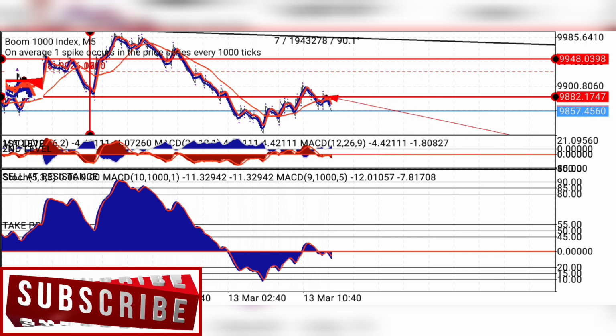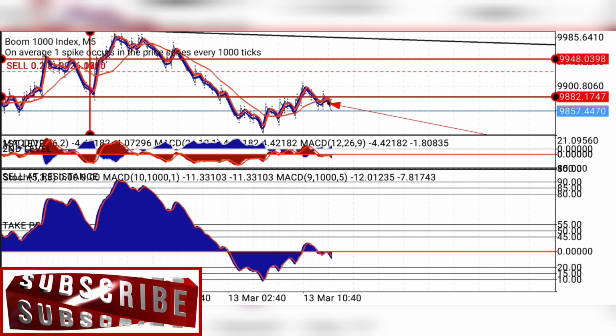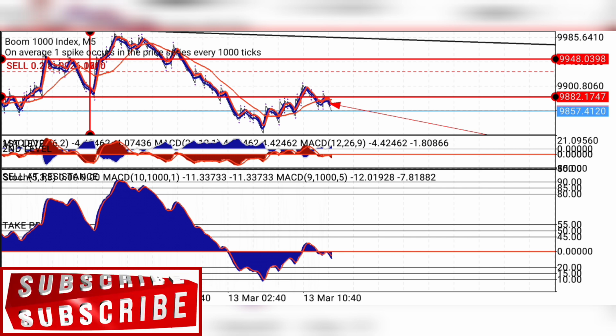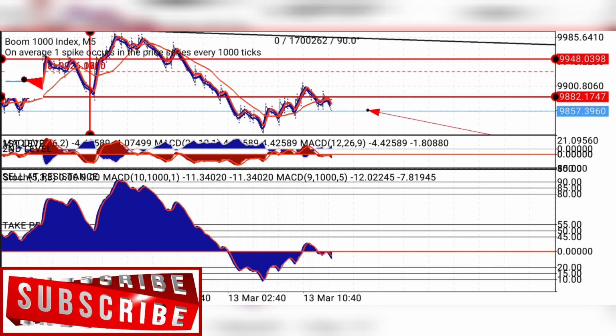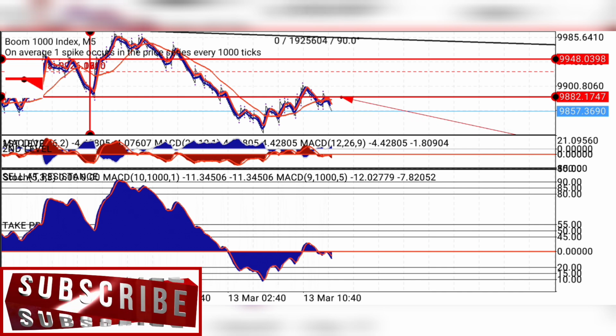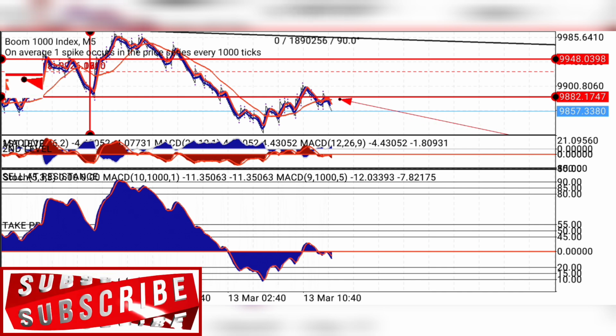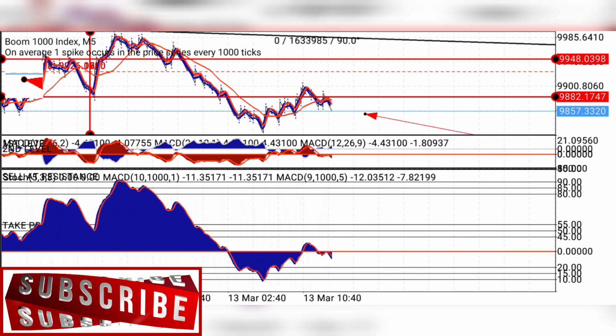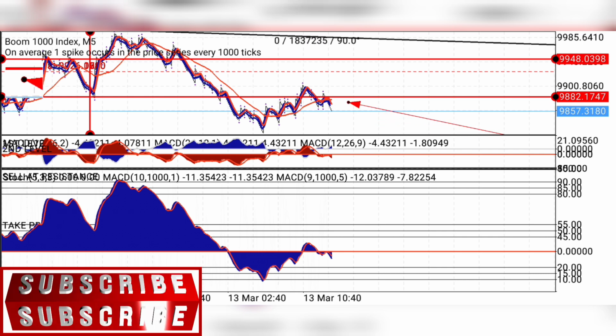All right, so now there is a retest here. Now I've seen it. Okay, I can place another trade because I'm seeing that there is a retest here, on the second line, to continue going down.